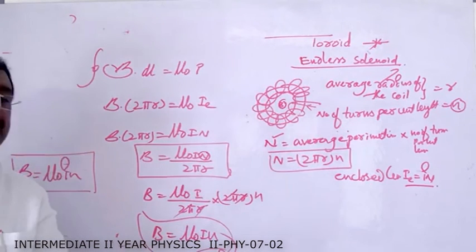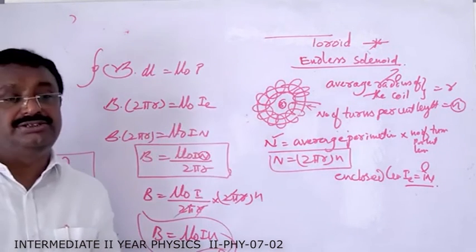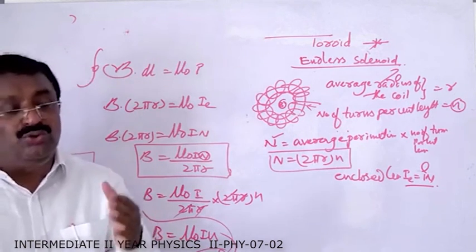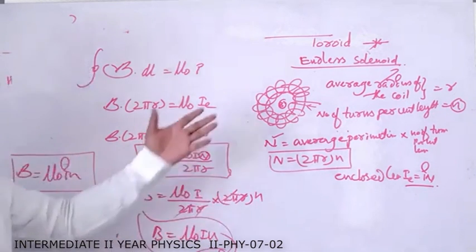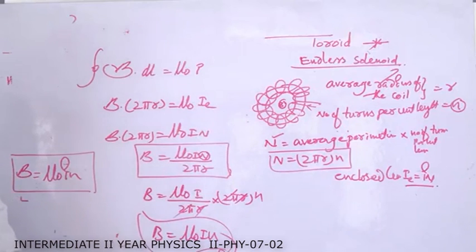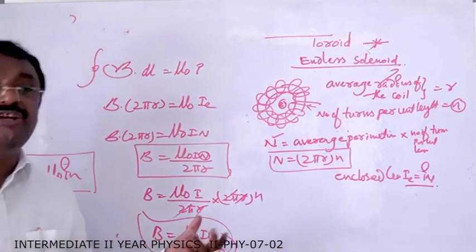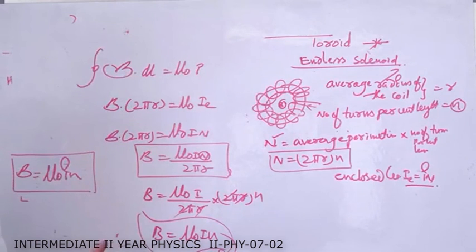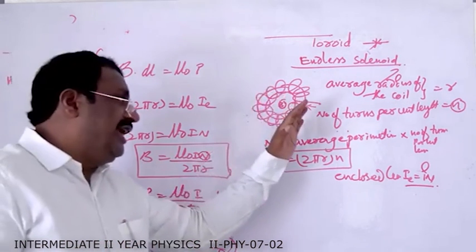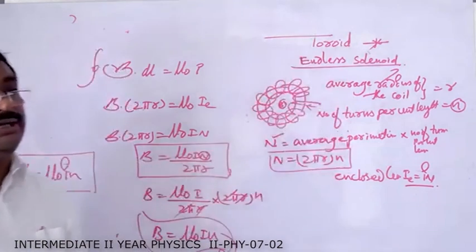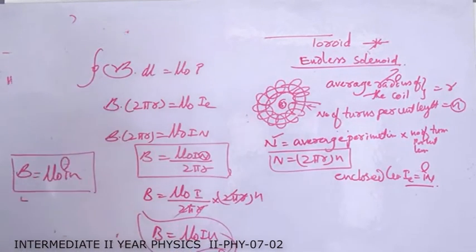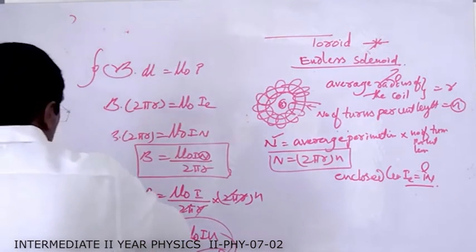Especially in power supplies we use toroids. In step-up and step-down circuits we also use toroids. We use them in televisions, computers, laptops, audio systems, everywhere to produce magnetic field. Nowadays we widely use this toroid. So the magnetic field in a toroid is mu naught I n.